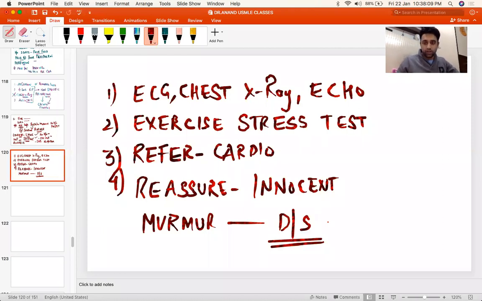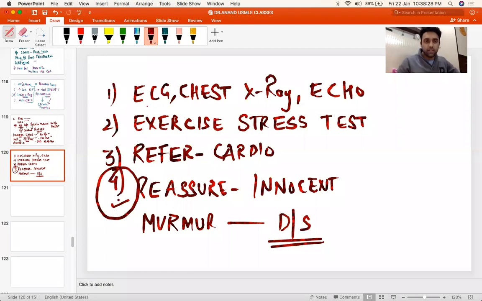So point number 1, very good. We have Manasa. Manasa has got the best answer. The best answer for this question is just reassure the patient, as it is an innocent murmur. Now, why, sir? I don't understand why. Why is just reassurance the best answer?